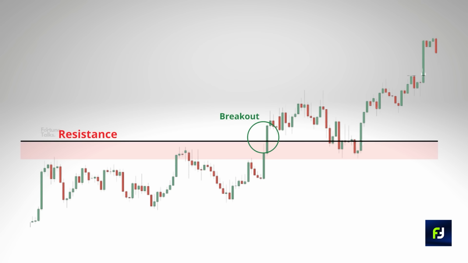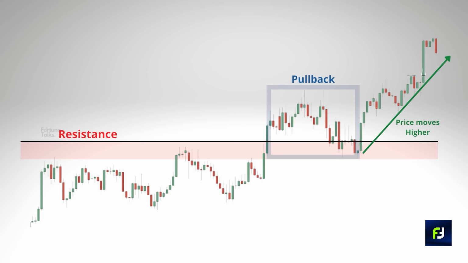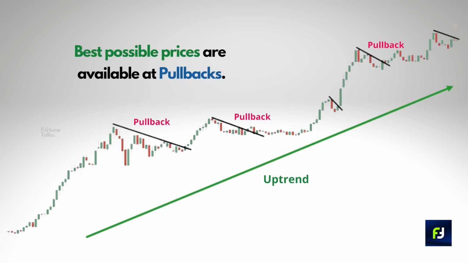For example, the price breaks out of the resistance level with a strong candle and then it retraces or pulls back or tests the resistance level and then moves up higher. Another example would be if the market is trending higher. You are always looking to buy the dip or to buy the retracement or to buy the pullback so as to buy at the least possible price.